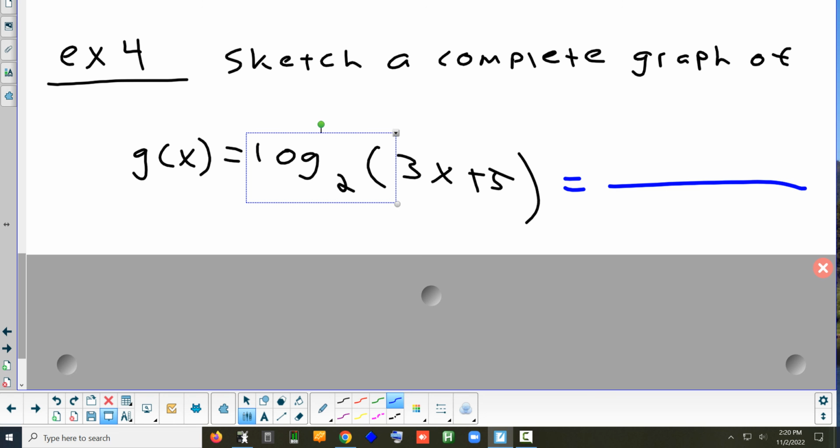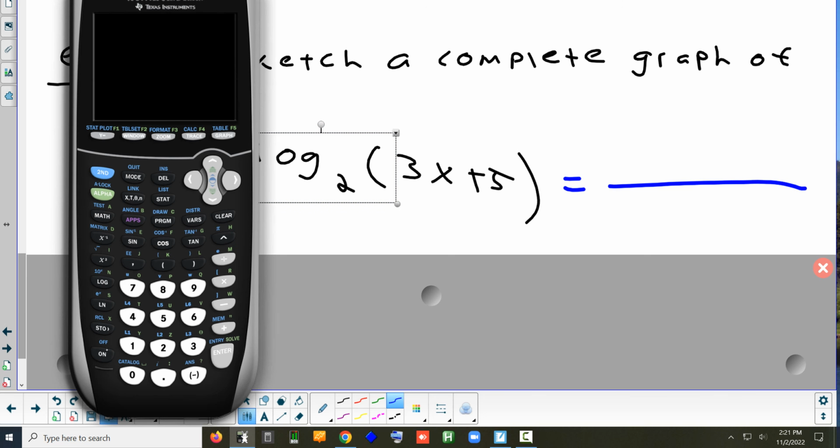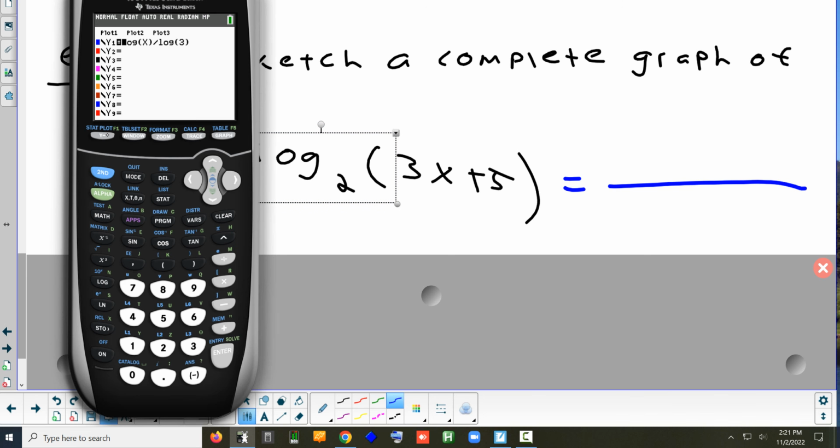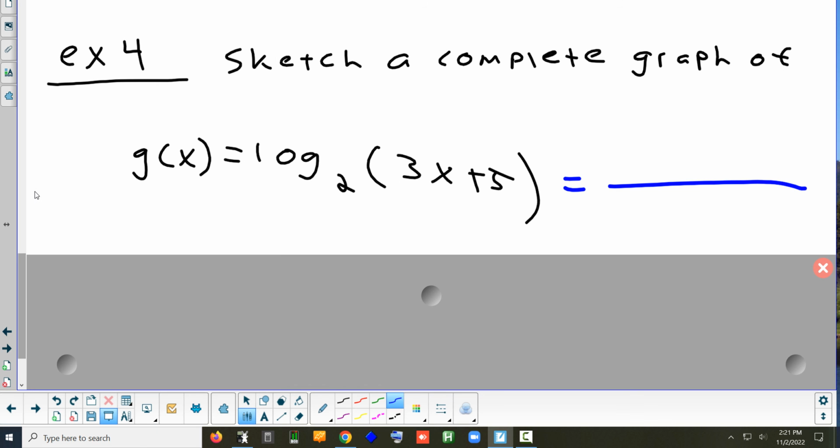Can I type something in on the calculator directly if it has a base of 2? No. So I need to fix it so it's something I can type in, just like we did right there. How would I write that so I can type it in on the calculator and use the tool?